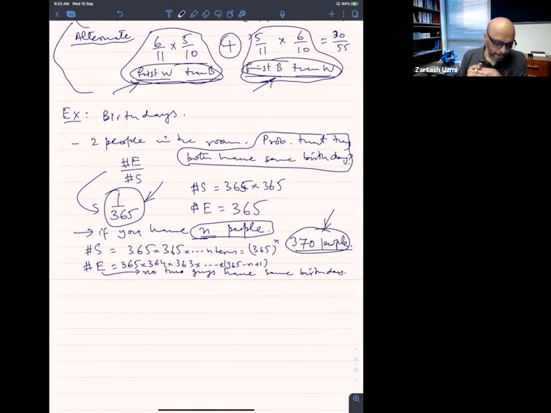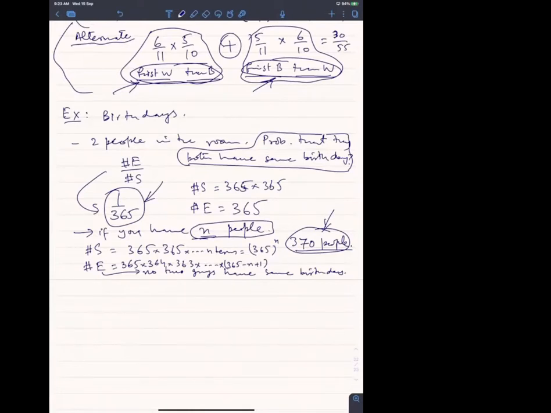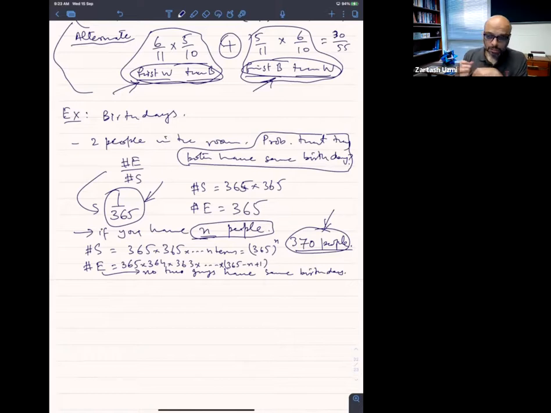But the surprising thing is that only for n is equal to 23. Only for n is equal to 23. 23 is a small number. If you put 23 people in a room, the chances that at least two of them will have the same birthday are more than 50%, are more than 0.5. This can be calculated from the number of points in E and the number of points in S.